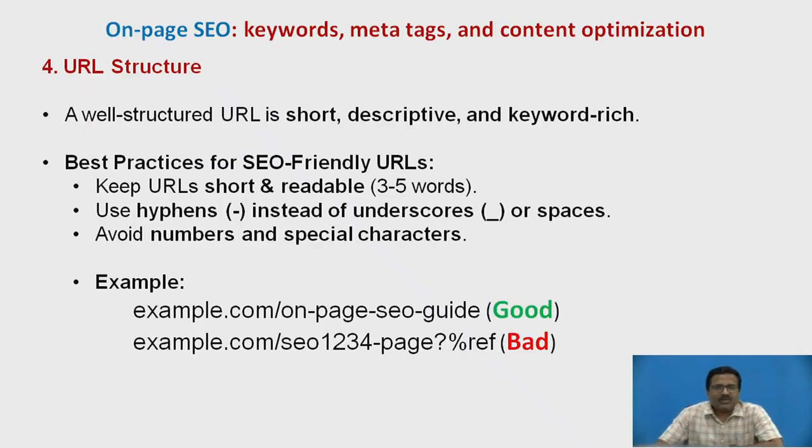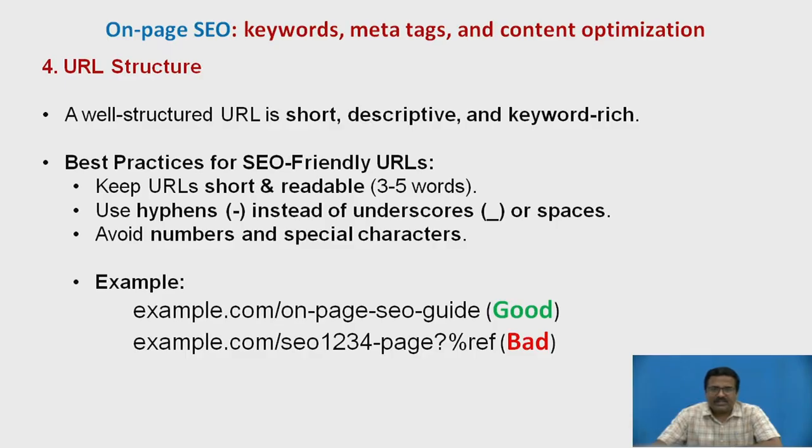Then the fourth process is where we identify the URLs, and the URL structure we define so that it is used for the on page SEO. A well structured URL is short, descriptive and keyword rich. We should use the keywords that we have researched in the first step, and our URLs should reflect those keywords, primary and secondary keywords. So the guidelines are: keep the URL short and readable, 3 to 4 words, not more than that.